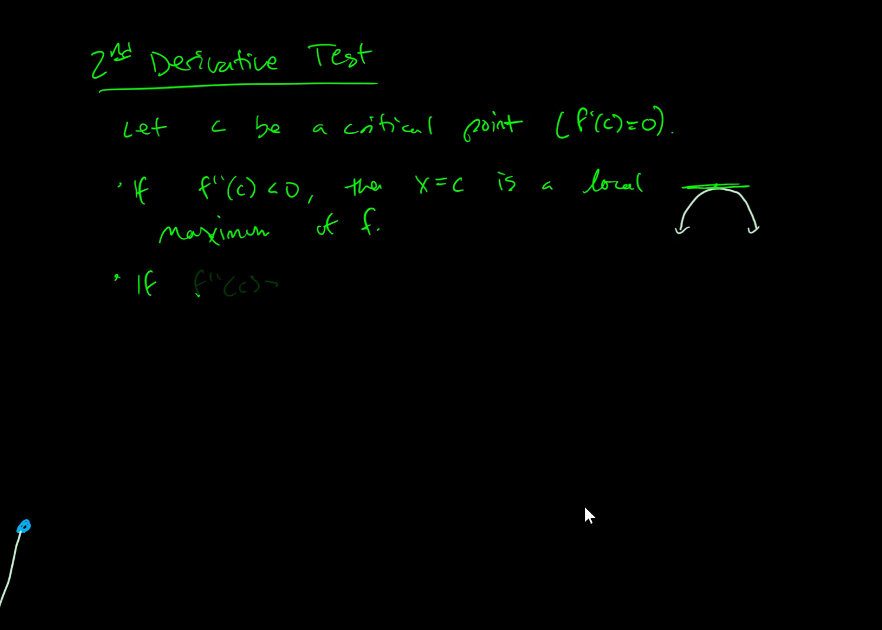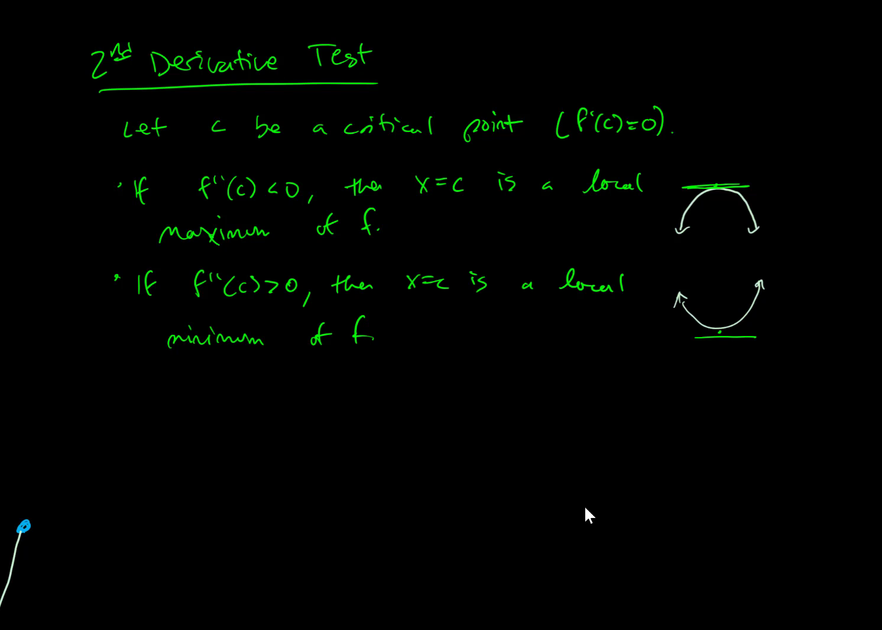If we flip it around, so this time I have a positive concavity. Positive concavity would look like this. Where do you have your horizontal tangent on a positive concavity? Down here at the bottom. So if the second derivative is positive, then x equals c is a what? A local min of f. And that's what the second derivative test says.